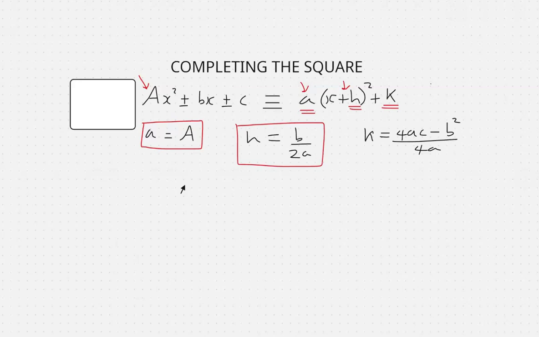Put this in a text box. Okay, cool. Those are your formulas, guys. So A is equal to A, H is equal to B over 2A, and K is equal to 4AC minus B squared over 4A. After doing it so many times, you'll catch on to these little things. It won't be nothing too hard.